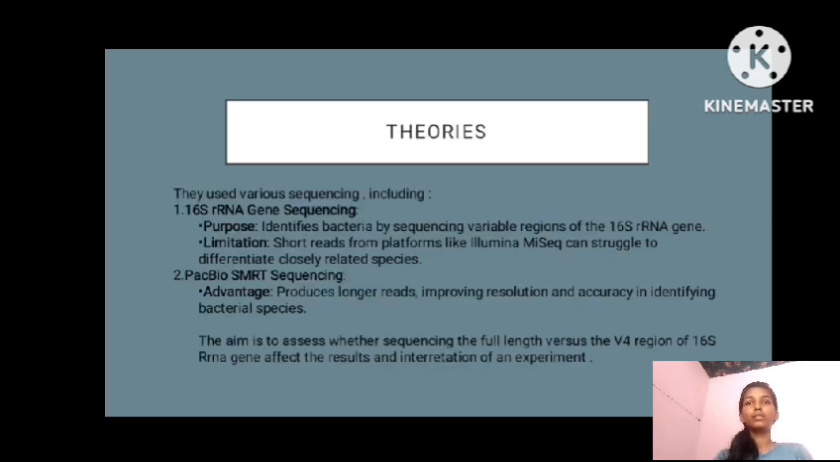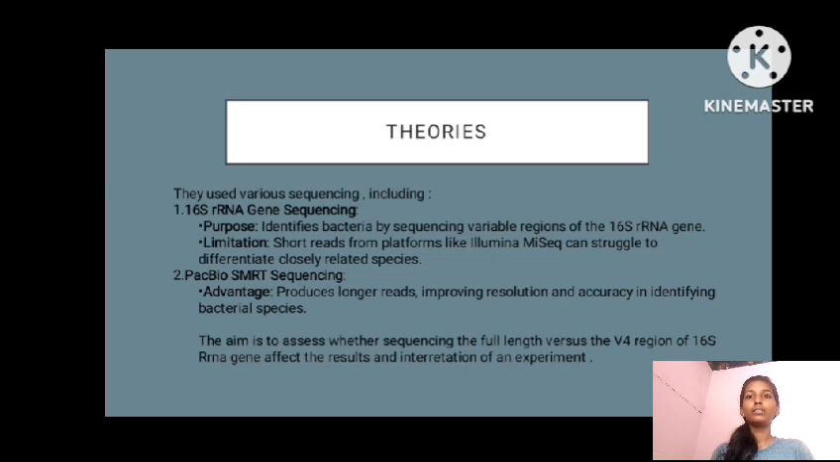Then move to the theory of sequencing technologies. 16S rRNA gene sequencing is used to identify and classify bacteria based on conserved and variable regions. There are some limitations. Short read sequencing, while high throughput, struggles with resolution of closely related bacterial species due to the short read length, and another limitation is reference databases.